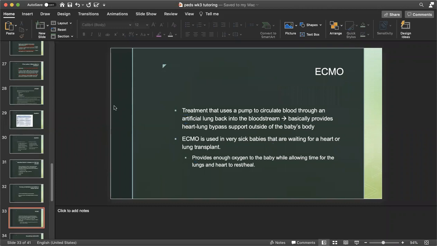So ECMO is a treatment that uses a pump to circulate blood through an artificial lung back into the bloodstream. Basically, it provides heart and lung bypass support outside the baby's body. ECMO is only used in super sick babies that are waiting for a heart or lung transplant, and it provides them with enough oxygen to allow time for the lungs and heart to rest and heal a little bit. So ECMO is not a common thing. You'll only see it used in super sick babies waiting for a new heart or a new lung.